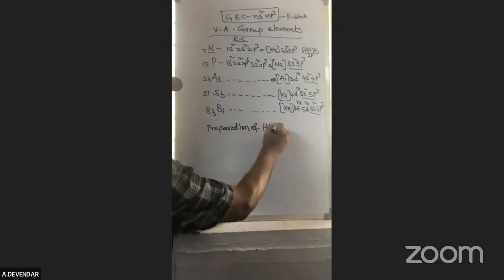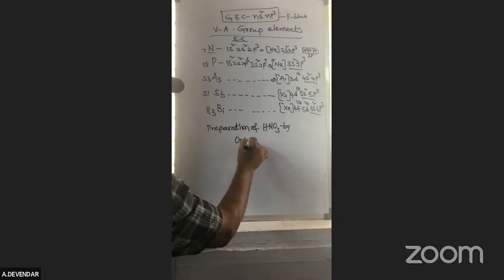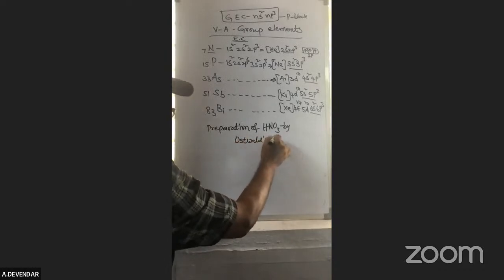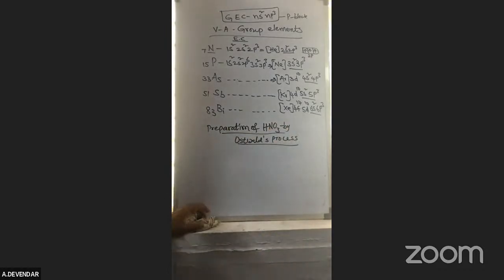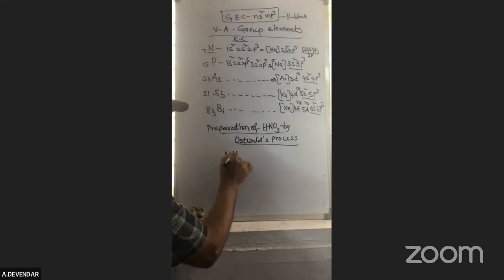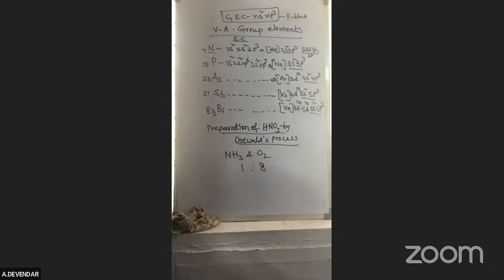Preparation of nitric acid: one major important method is Ostwald's process. In this, we are preparing nitric acid. What are the raw materials in the Ostwald process? We take ammonia and oxygen in a 1:8 ratio as the raw materials for the preparation of nitric acid.